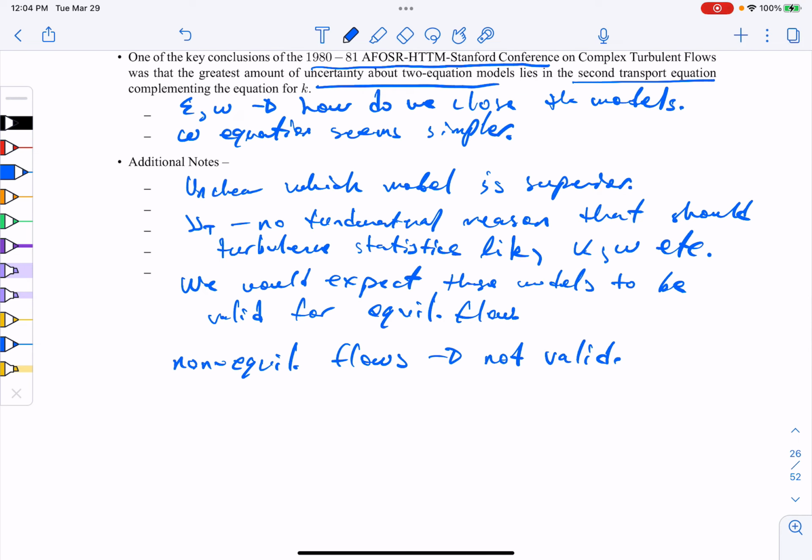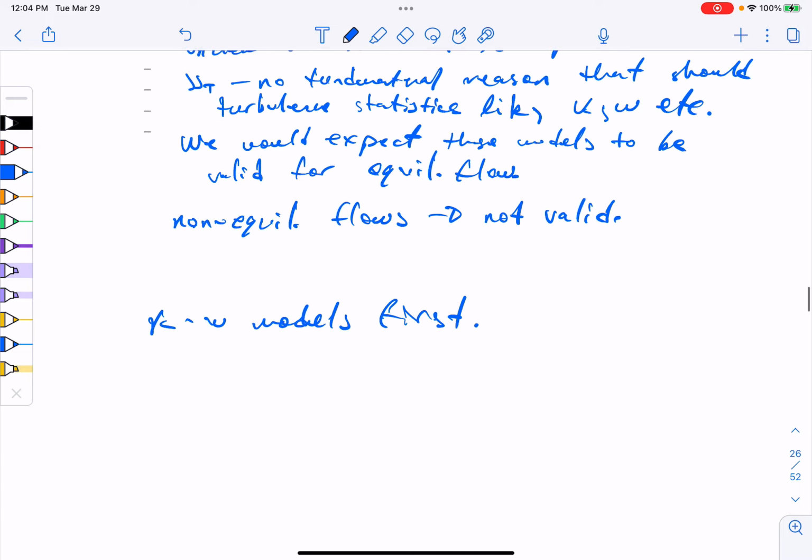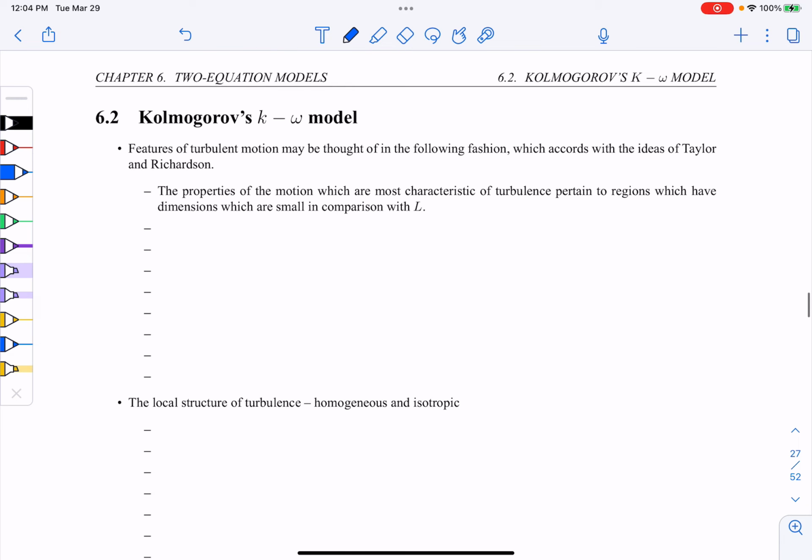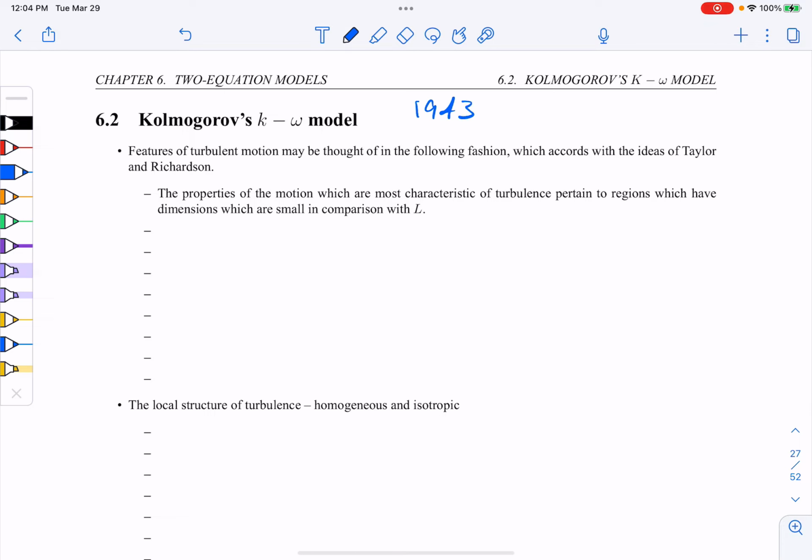So let's look at K omega models first. And there's two reasons. One is because they were created, or proposed, first. And the second reason is that they're a little bit simpler to understand. And so the first one, as I mentioned, was created by Andrei Kolmogorov, and I think it was proposed in a 1943 paper.